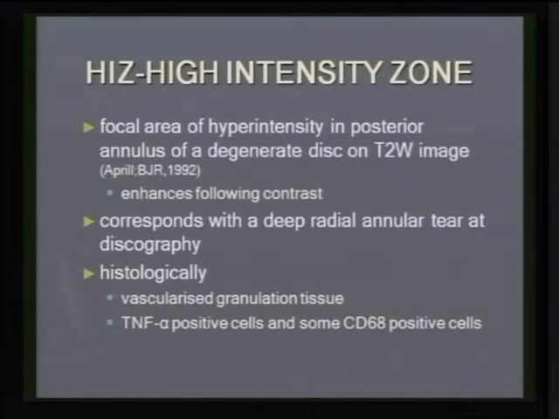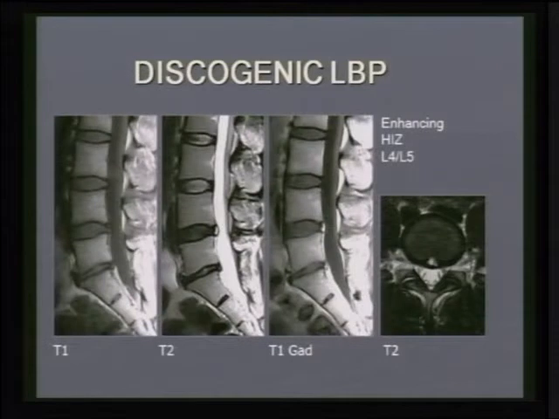Now, this is defined as a focal area of increased signal within the posterior annulus of a degenerate disc on T2 weighted images, described initially 20 years ago now in the British Journal of Radiology. And this lesion will enhance following contrast because it does contain vascularized granulation tissue. At discography, it corresponds with a deep radial annular tear, and histologically, as I've mentioned, it contains vascularized granulation tissue, and newer studies have also demonstrated the presence of anti-TNF positive cells and some CD68 positive cells, these being markers of pain production. So these are the classical imaging findings on T1, T2, and contrast-enhanced imaging.